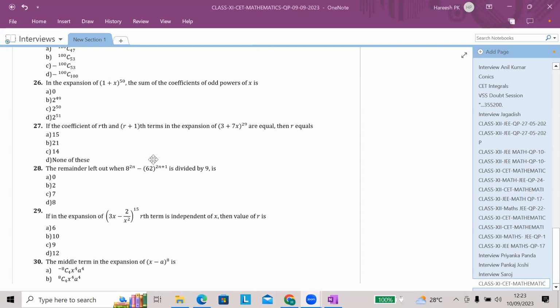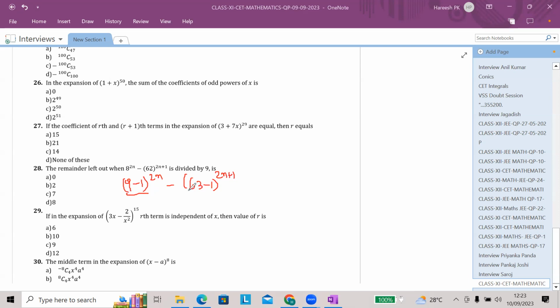So going to the next question, the remainder when 8 power 2n minus 62 power 2n plus 1 is divided by 9. So how do we solve this? We'll have to write numbers, 8 power any number, as very close to 9, right? 8 itself can be written as 9 minus 1, right? Whole power 2n. And 62 can be written as 63 minus 1 whole power 2n plus 1.